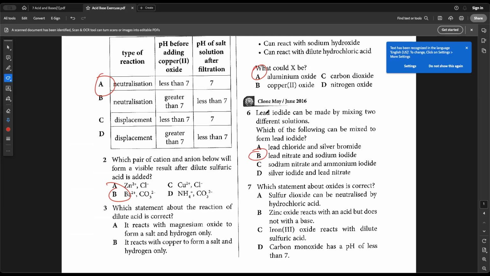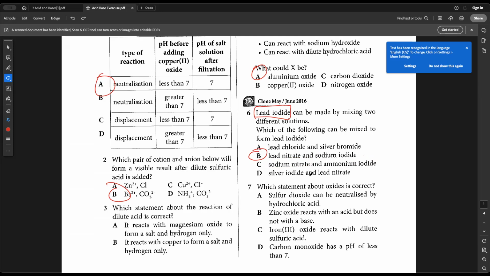You're supposed to get lead iodide, bro. Which part of this was lead or iodide? Okay, this one got iodide. But which part of this was lead or iodide?